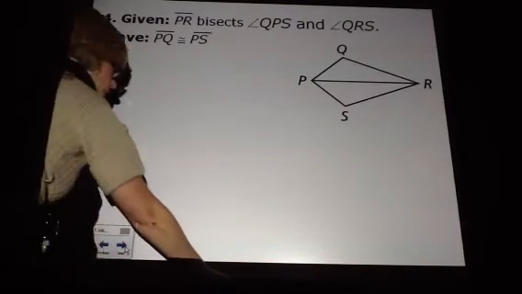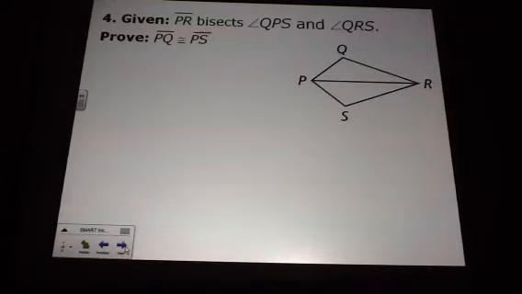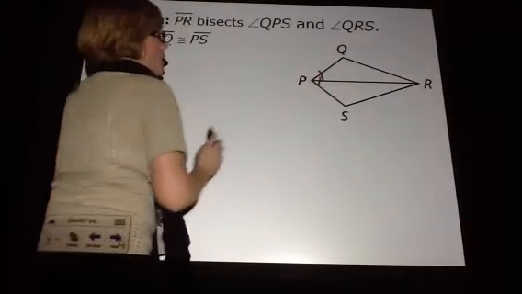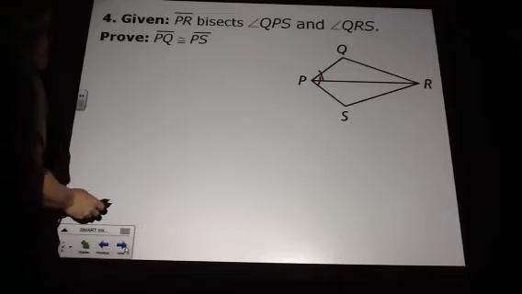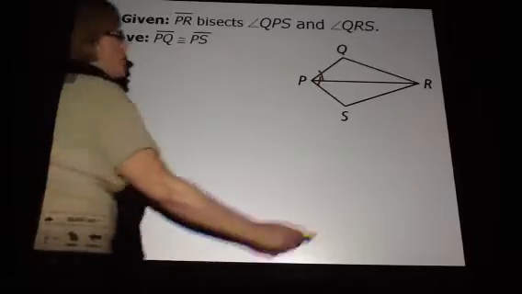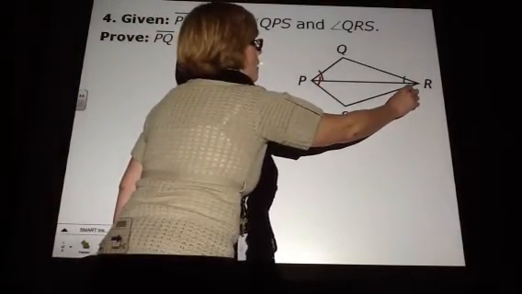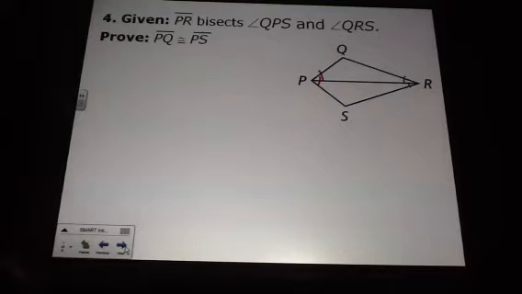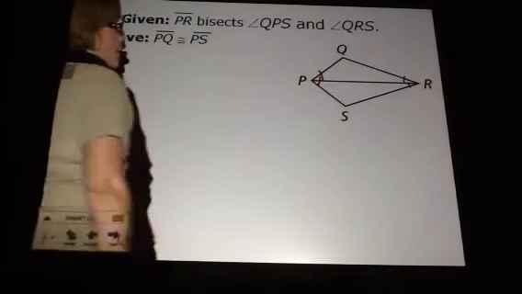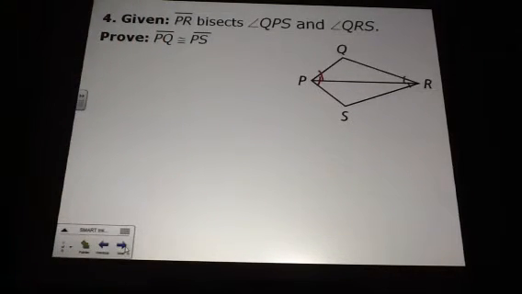Okay, another proof here. Segment PR bisects angle QPS. So what that tells us is this angle is congruent to this angle. Segment PR also bisects angle QRS. That lets us know that this angle is congruent to this angle. We're trying to prove PQ congruent to PS. So we're trying to prove two segments congruent. So first we have to prove the two triangles congruent.